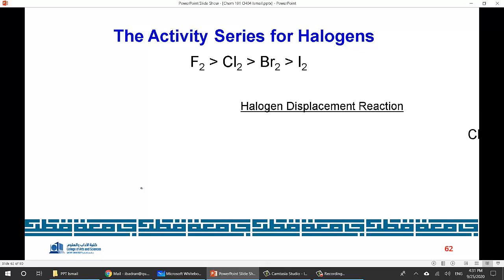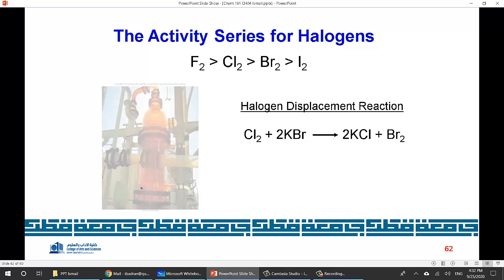For halogens, they follow the series that F2 is more reactive than Cl2, which is more reactive than Br2, which is more reactive than I2. Therefore, I2 is the least reactive of these. F2 is crazy reactive. So now you understand why Cl2 plus KBr goes to KCl plus Br2, because chlorine is more reactive than bromine. It will hook up with potassium, kicking Br2 away, but the reverse does not happen. Br2 plus 2KCl does not produce 2KBr plus Cl2. The reverse of this reaction is not possible.